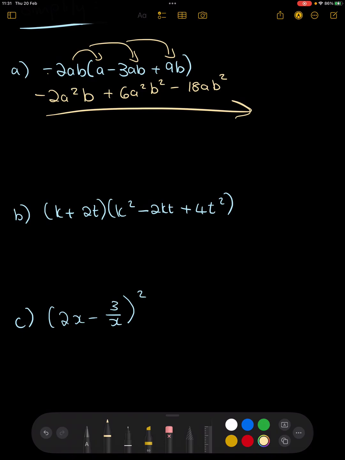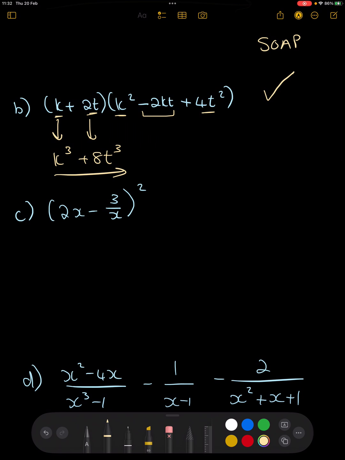In the next one, we can see it's a small bracket and a big bracket. So this automatically makes me think of SOAP. So that is your quadratic factorization. If I have a look, this is that number to the power of 2, and this is that number to the power of 2, and the middle term is those two multiplied together. So therefore, this is SOAP. All I'm going to do then is take the ones that are in the small bracket and put them to the power of 3 and keep the sign the same. And there it's factorized.